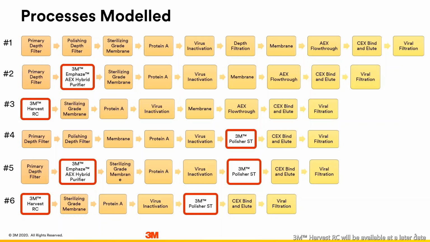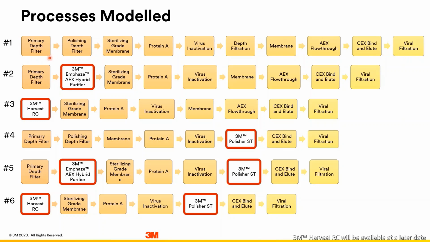The first process is a typical monoclonal antibody purification process, consisting of 2 stages of depth filtration for clarification, followed by a sterilizing grade membrane, then on to protein A chromatography, followed by low pH hold for viral inactivation, and then depth filtration to clear up the turbidity caused by the viral inactivation, and then a membrane to protect the polishing columns, followed by an anion exchange flow-through polishing column and a cation exchange binding loop polishing column, and finally viral filtration.